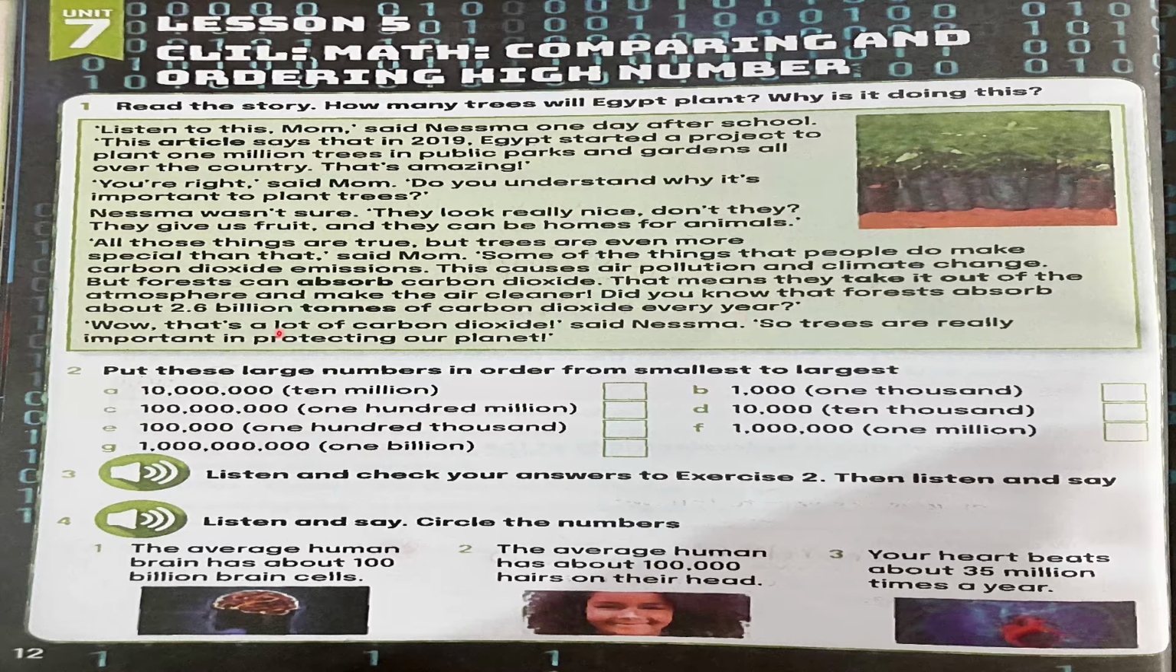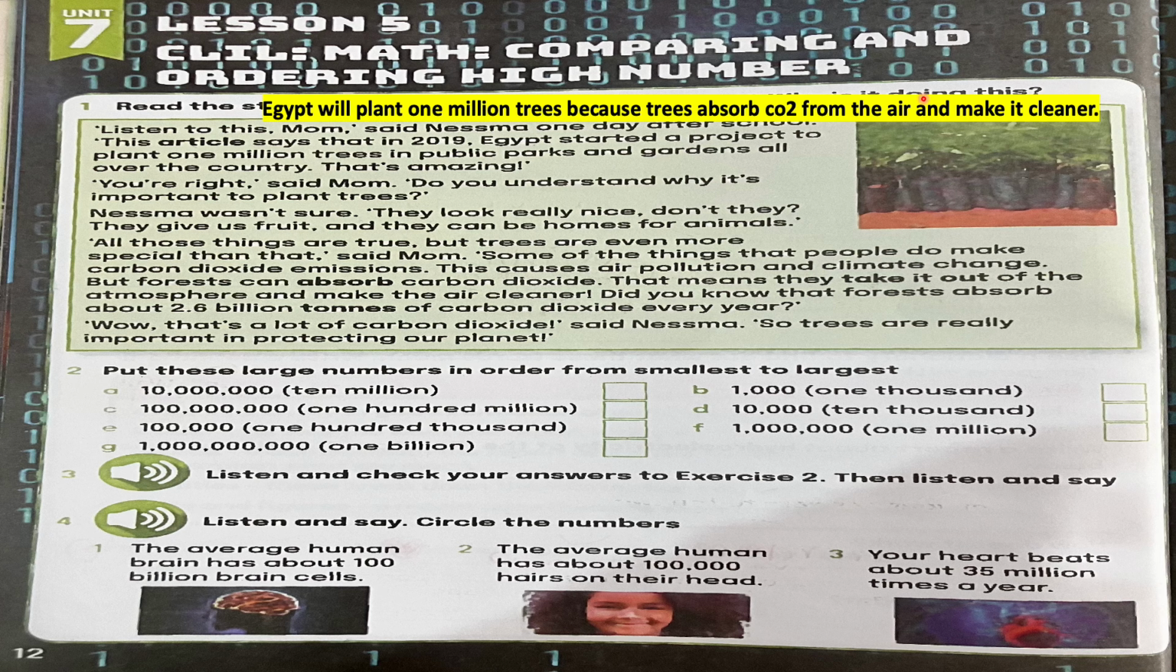Wow, that's a lot of carbon dioxide, said Nesma. So trees are really important in protecting our planet. Now let's go back to the question. How many trees will Egypt plant and why is it doing this? Egypt will plant 1 million trees because trees absorb carbon dioxide from the air and make it cleaner.